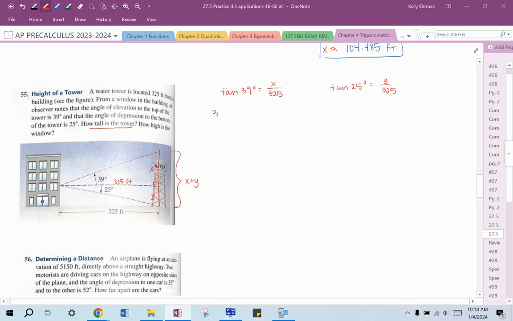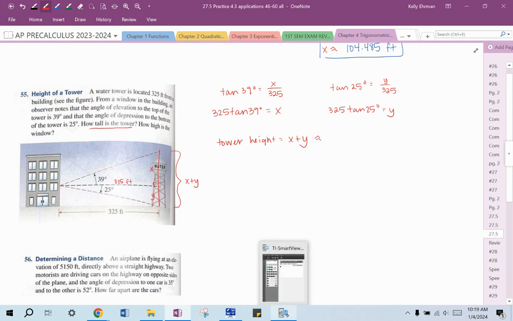Solve for x. I'm not going to type this in yet, but x is 325 times tangent of 39. Y, same idea, 325 times tangent of 25. That's equal to y. And we just said, how tall is the tower? So how tall is the tower? Tower height is equal to x plus y, which is about equal to, this is where I type this in.